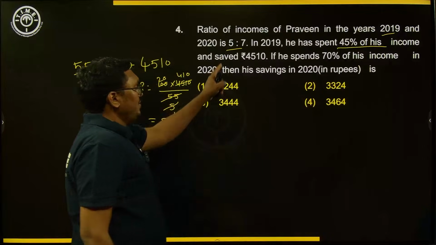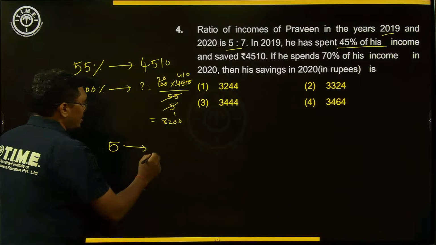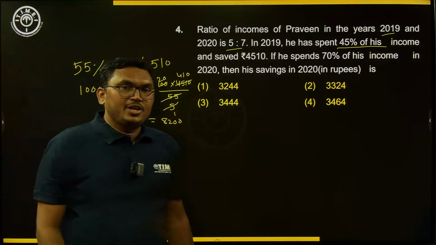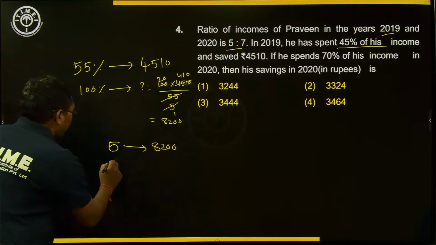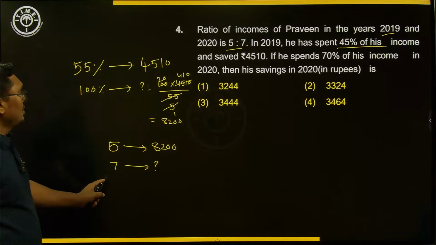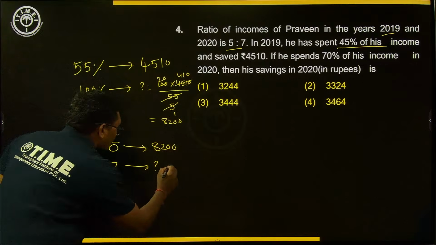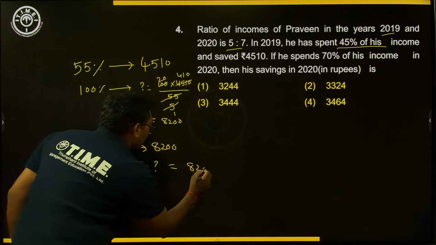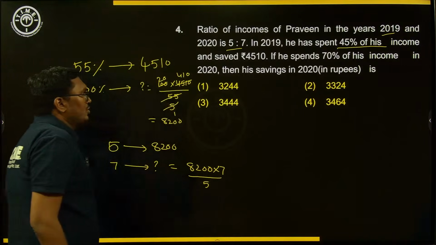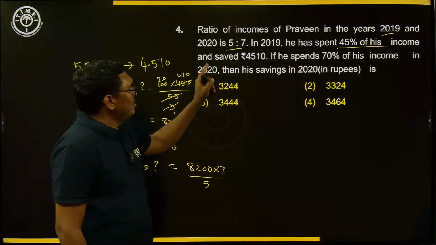So but the ratio is 5. That means what? 5 indicates 5 ratio is 8200, right? So 5 is 8200. So we have to find 7 is how much? 7 is how much? So 7 means what? This is the income of Praveen in 2020. So cross multiplication, that is 8200 into 7 by 5. So this is the income of Praveen in the year 2020.